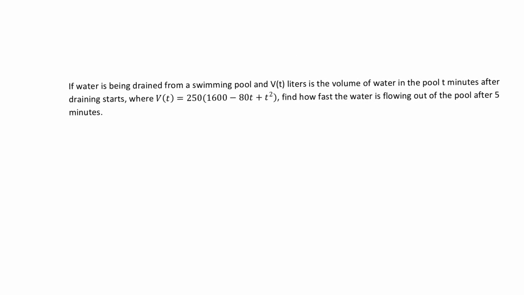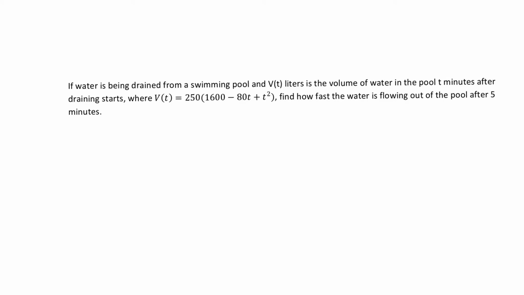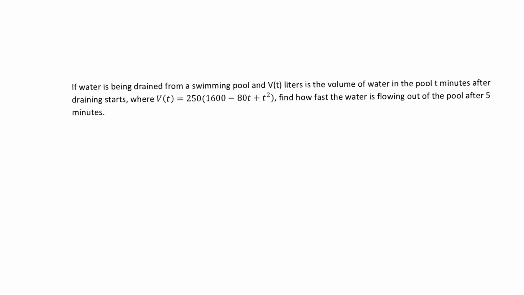Okay, if water is being drained from a swimming pool and V of T liters is the volume of water, so our volume is going to be represented by V of T, of water in the pool at T minutes after draining starts, where V of T equals 250 times (1600 minus 80T plus T squared). Find how fast the water is flowing out of the pool after 5 minutes.